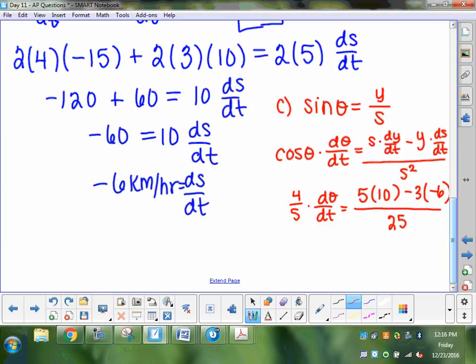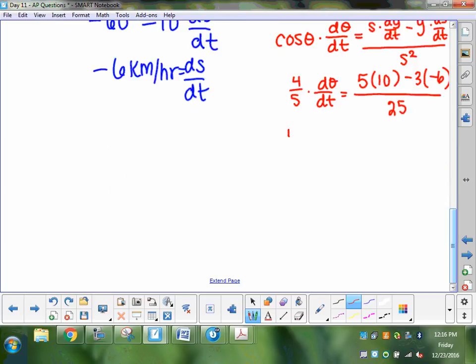So now let's simplify our numerator. We've still got 4/5 times d theta dt is equal to, looking at this numerator going across, I've got 50 plus 18, which would be what? 68 over 25. Does anything go into both of those? Yes or no? No. So what do I do to solve for d theta dt? Multiply by the reciprocal, which would be 5/4.